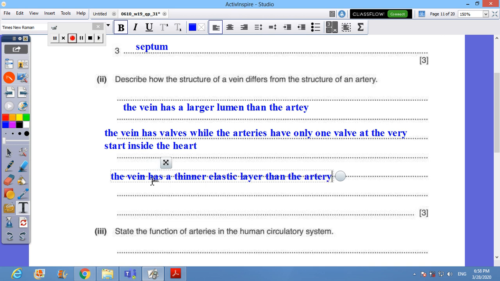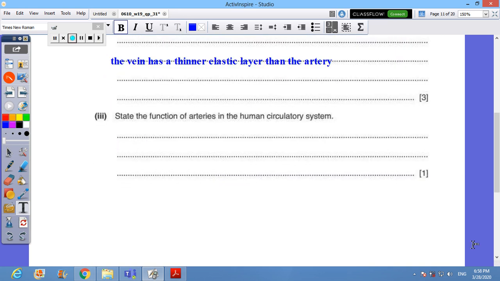Very good. State the function of arteries in the human circulatory system. Arteries carry blood out of the heart. Or simply you can say from the heart to body organs. Again, it carries blood away from the heart, or you can say from the heart to the body organs. Both are correct.